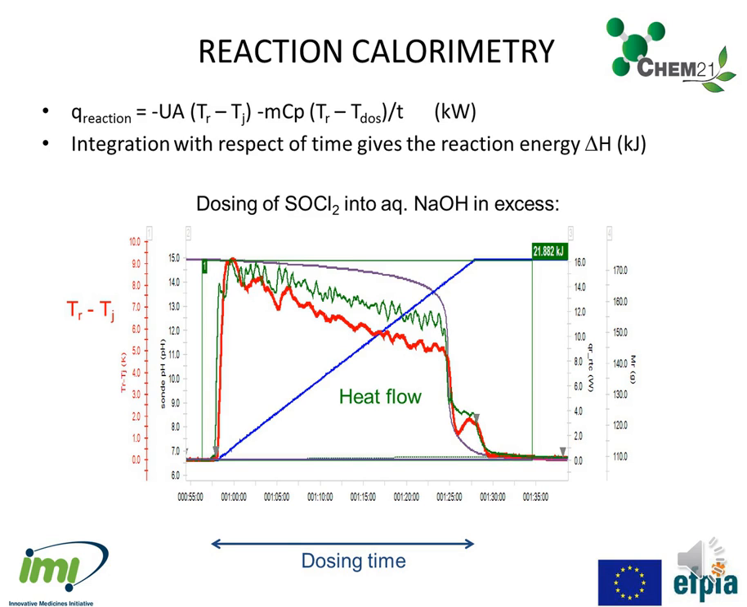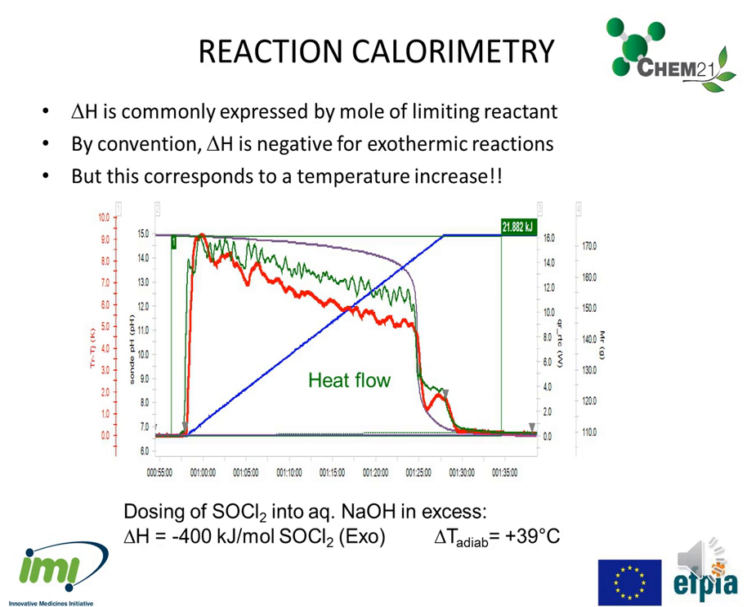This is the green curve here for a hydrolysis of thionyl chloride in sodium hydroxide in excess. As you can see, the red curve, TR minus TG, is very close. This is the main contribution. Integration of heat flow with respect to time gives the reaction energy in kilojoule. The blue curve represents the dosing. There is almost no accumulation. The heat flow drops rapidly after the end of the dosing.